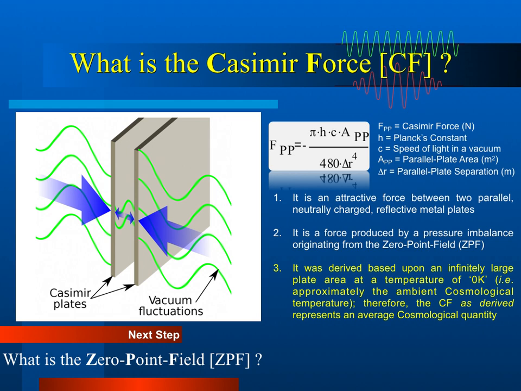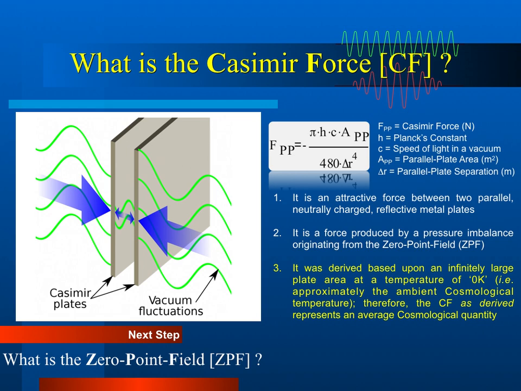For such an analogy, the Casimir force as derived can only be representative of an average cosmological quantity. Consequently, our expectation is that the Casimir force should deviate from the cosmological average when a parallel plate experiment is conducted in a curved space-time manifold, for example, at the surface of a planetary body.